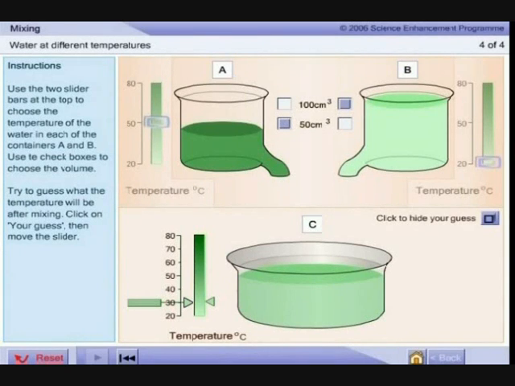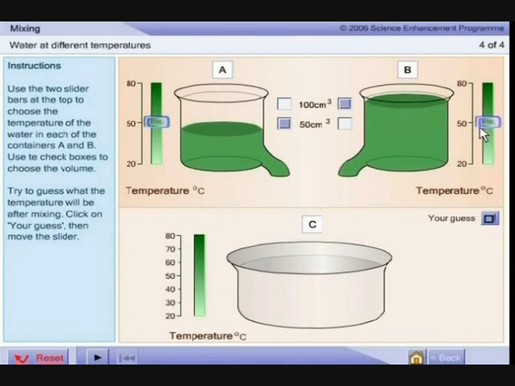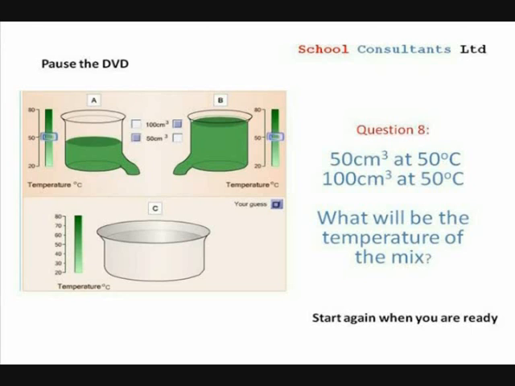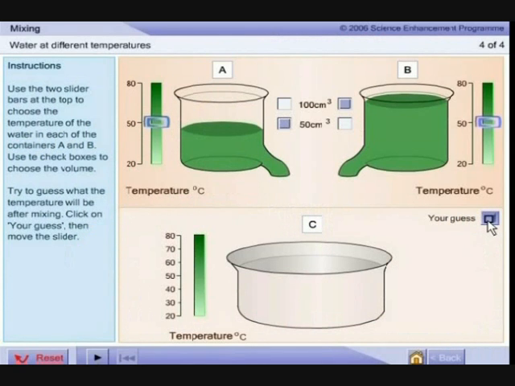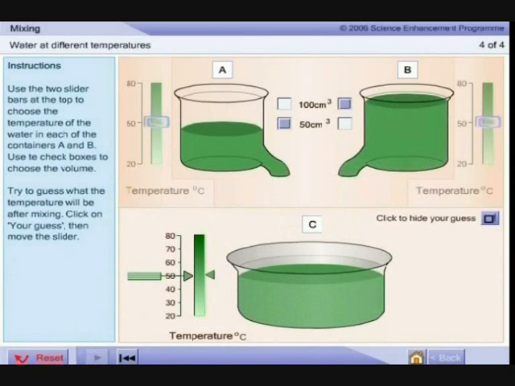Okay, question 8. Let's reset beaker A. Let's have beaker A at 50 cubic centimeters, beaker B at 100 cubic centimeters, and let's have them both this time at 50. What will be the temperature of the mix? Okay, well perhaps you can work this out intuitively, but the idea is you've got 50 plus 50 plus 50 divided by 3. The answer is 50. I'm sure it's 50. Let's try. Ta-da!